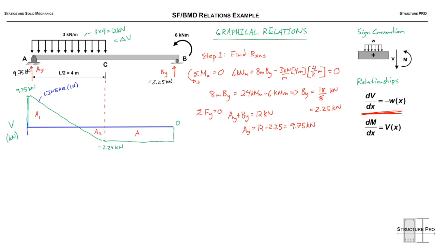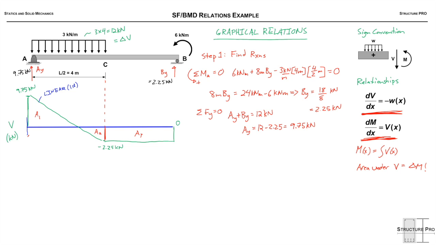Now it's time to figure out the areas. Let's call them A1, A2, and A3. The reason we're figuring out these areas, because if we look at this relationship here, dM/dx equals V(x), we can integrate both sides, and then we get M(x) is the integral of V(x). So this is really saying that the area under V(x), or V, is the change in moment between 2 points. So let's start off by getting area number 1.